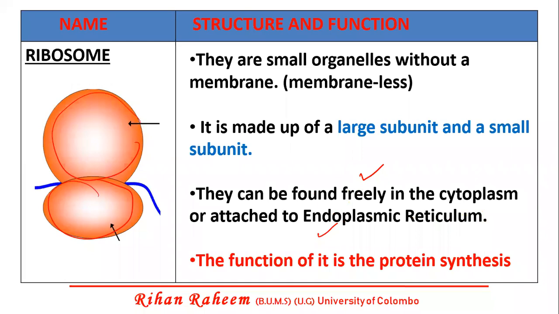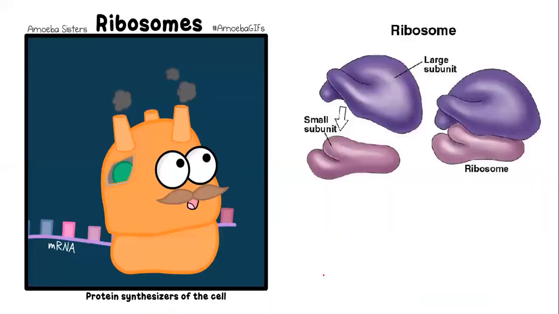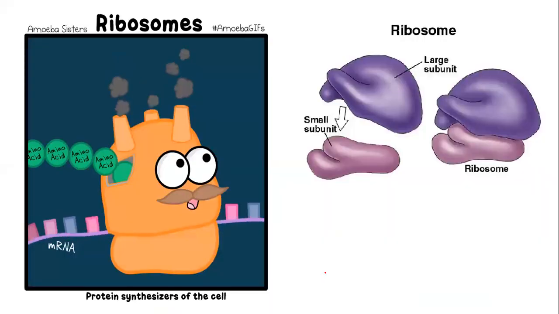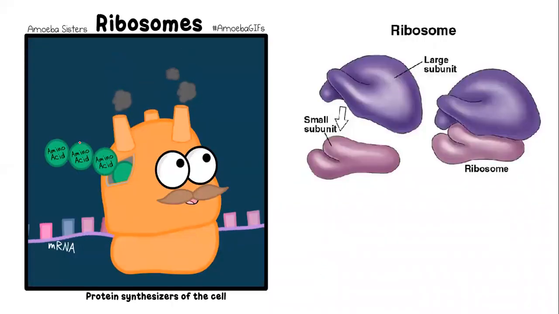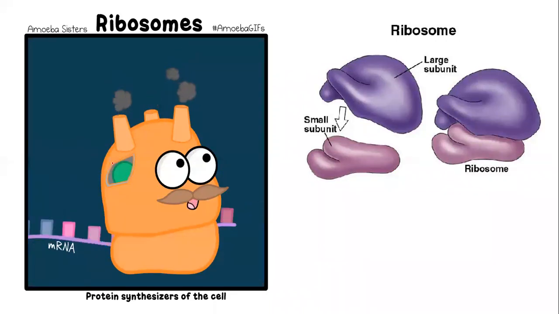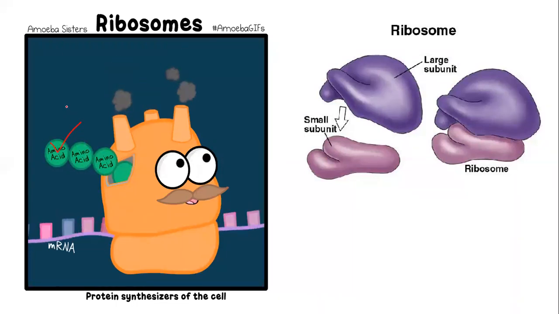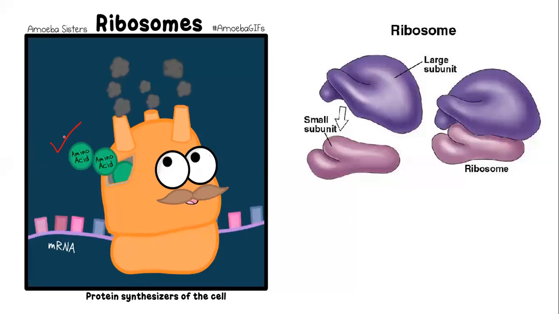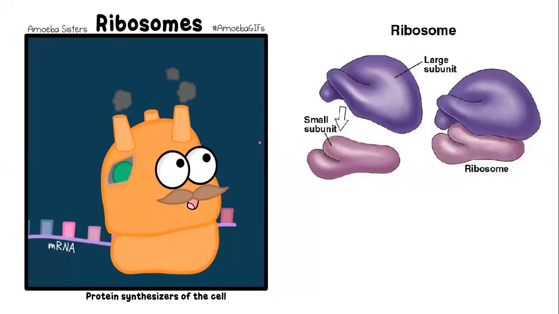So the main function of ribosome is protein synthesis. Can you tell me what is the monomer of protein? Amino acid. Okay, so many amino acids will come one by one, and they will be converted to a long chain of amino acids. A long chain of amino acids is known as protein.